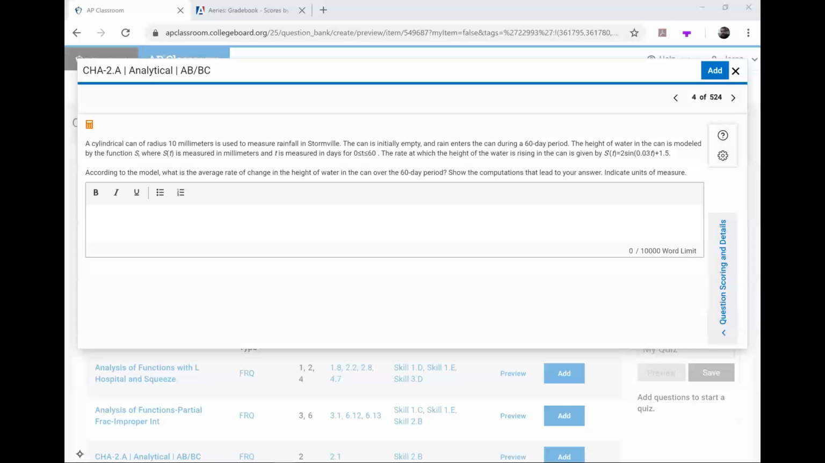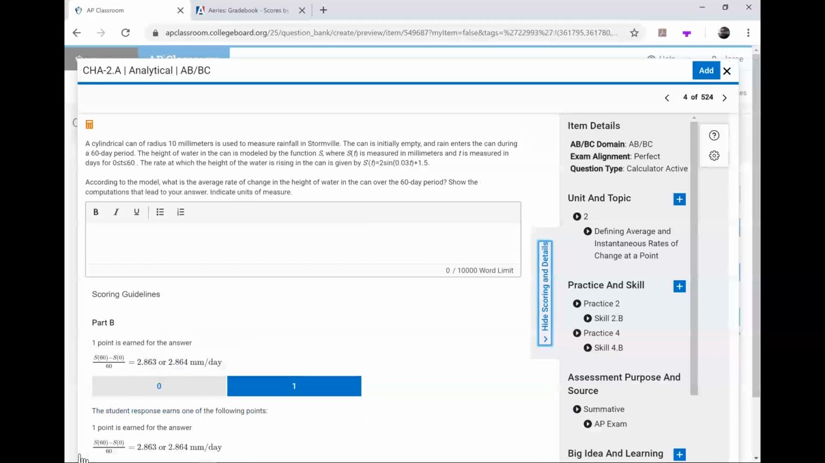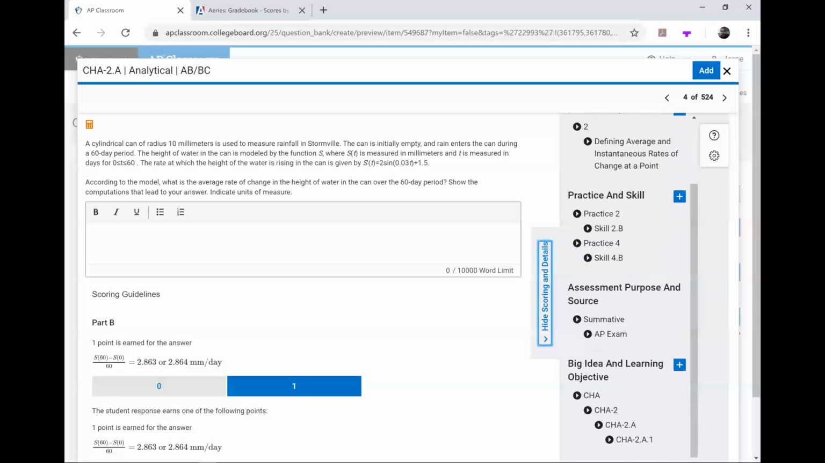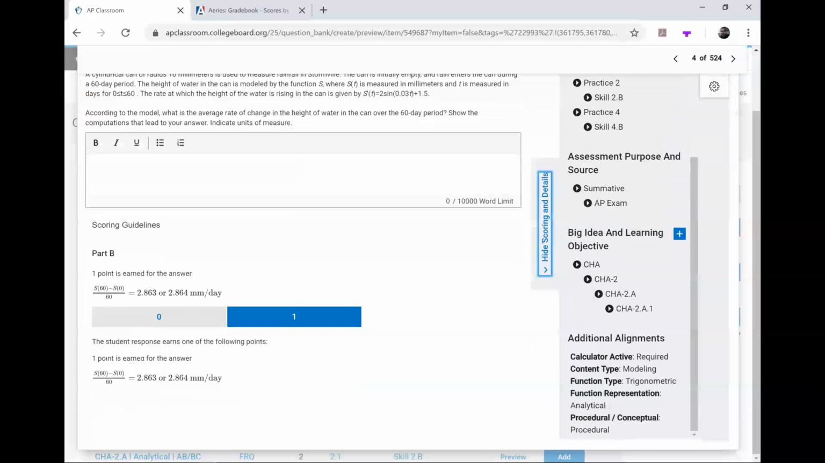Now, according to the model, what is the average rate of change in the height of the water in the can over 60 days? I do want you to notice something really quick. Right here on the right side, it tells you that it's unit 2, defining average and instantaneous rates of change at a point, what practice skills they are, the assessment, where they came from, etc.